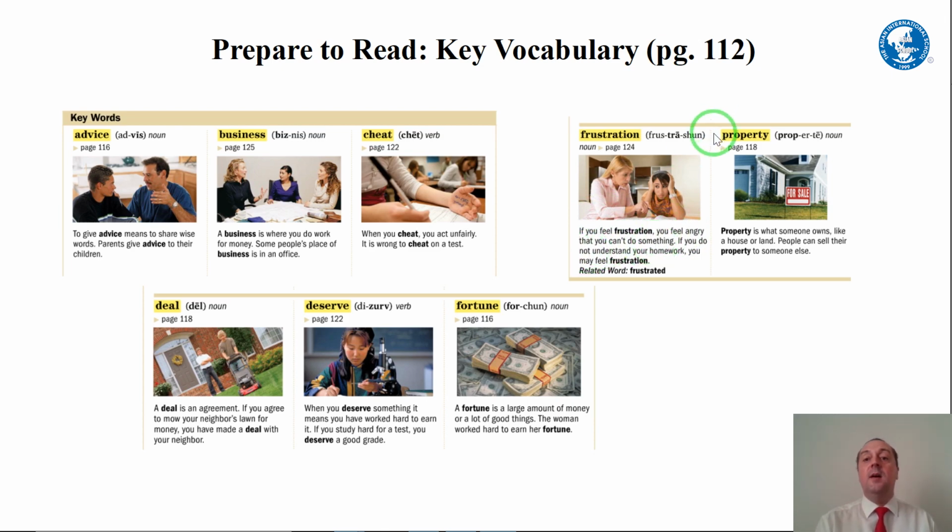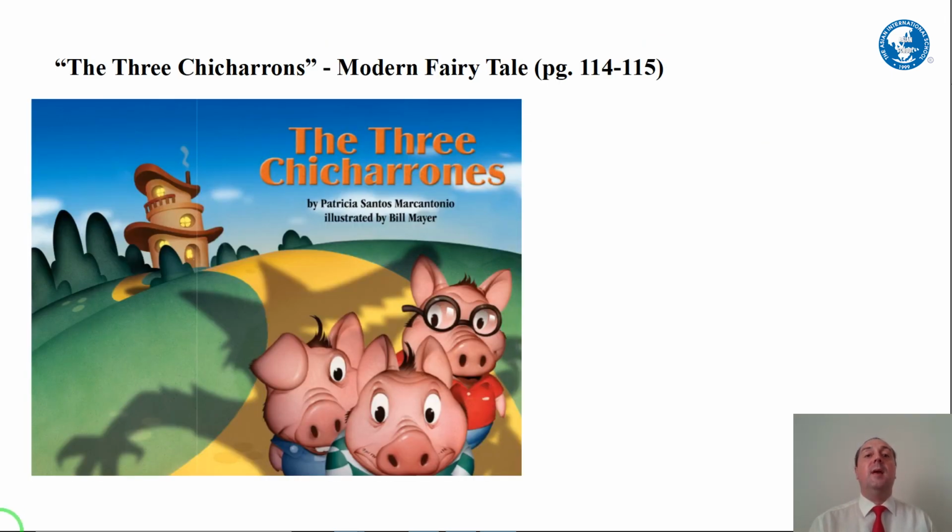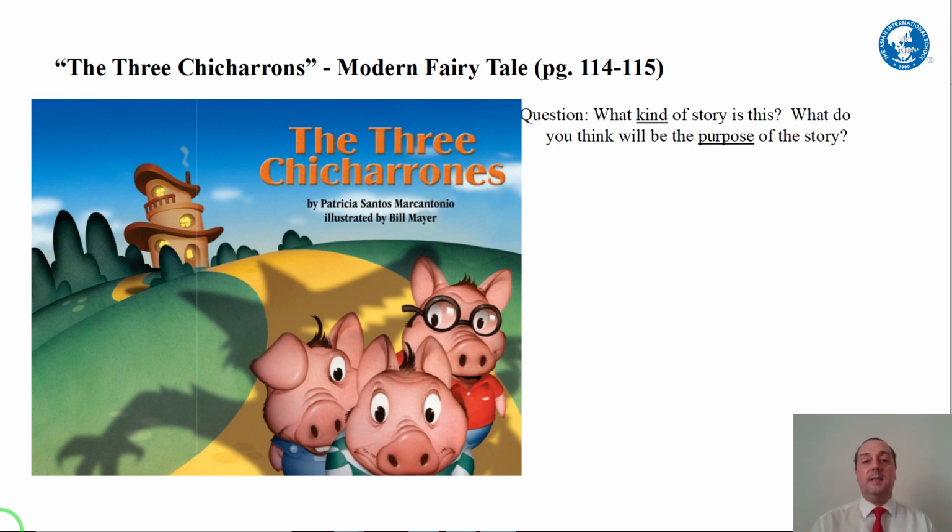And the last one, property. Property is what someone owns, like a house or land. People can sell their property to someone else. Okay, let's move on to our story today, The Three Chicharrons, page 114 and 115.